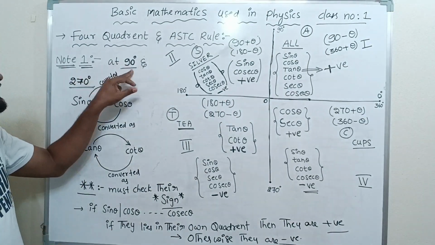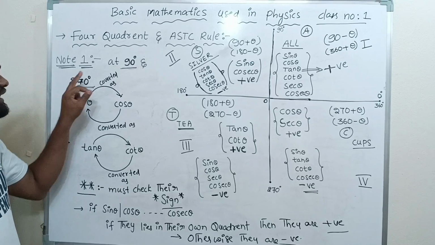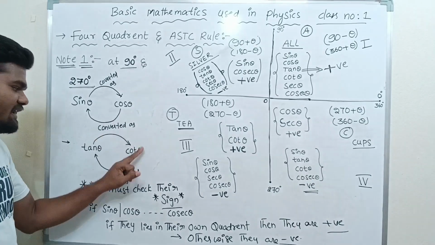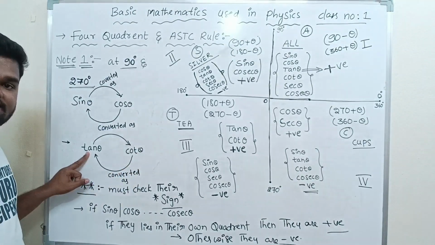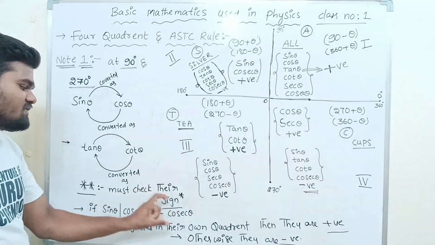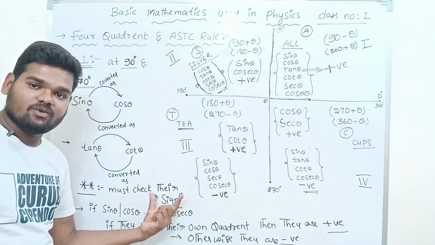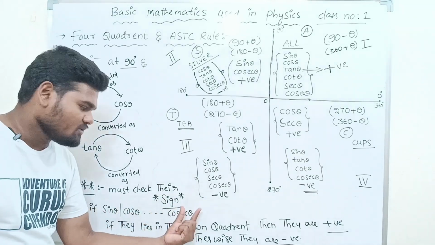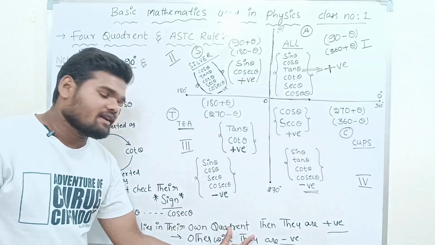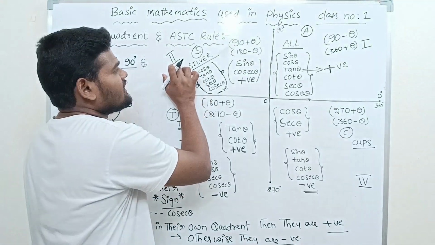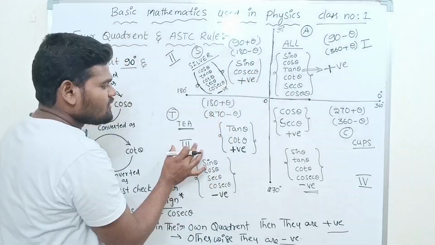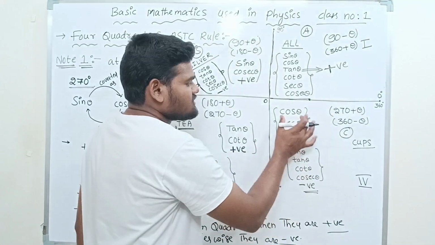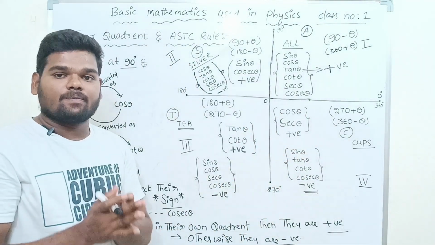Okay, so at 90 degrees and 270 degrees, sin theta can be converted as cos theta and cos theta can be converted as sin theta. Tan theta can be converted as cot theta and cot theta can be converted as tan theta, and we must check their sign, whether it is positive or not. When are they positive? If sin, cos, tan, cot, sec, cosec, if they lie in their own quadrant: the second quadrant is for sin and cosec, the third quadrant is for only tan and cot because they are positive, the fourth quadrant is for cos and sec because they are positive.